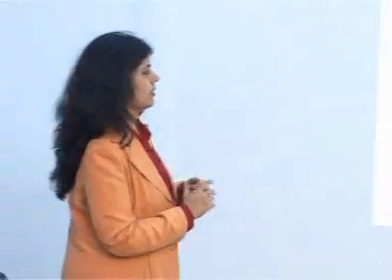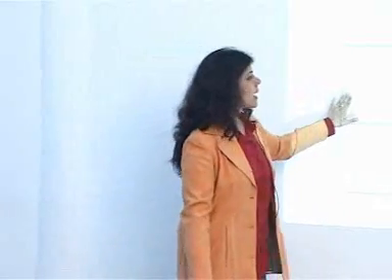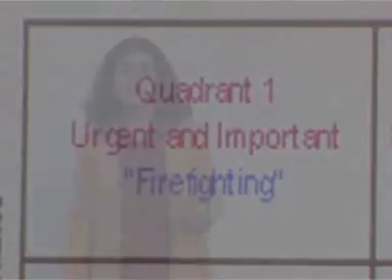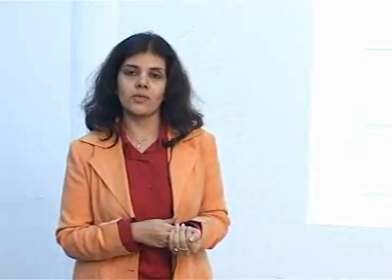So let's take a look at quadrant 1. It says something that is urgent as well as important. So this is something like our assignment. It's firefighting now. We have to somehow complete it by morning, submit it by morning, otherwise we're losing marks. What happens in such a situation? The quality of output suffers.